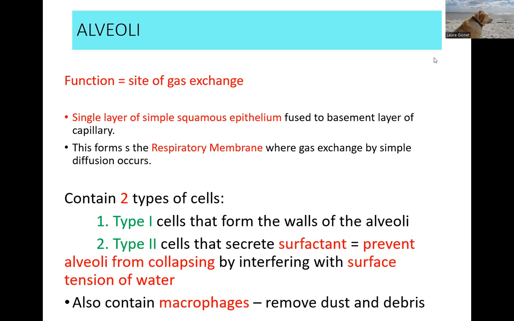But we also have some type 2 cells there that secrete what's called surfactant. Surfactant is a chemical that prevents the alveoli from collapsing by interfering with the surface tension of water. And also, by the way, we have some macrophages there. We always want some white blood cells there to remove dust and debris and maybe initiate the immune system. Surfactant is kind of wet and gooey.